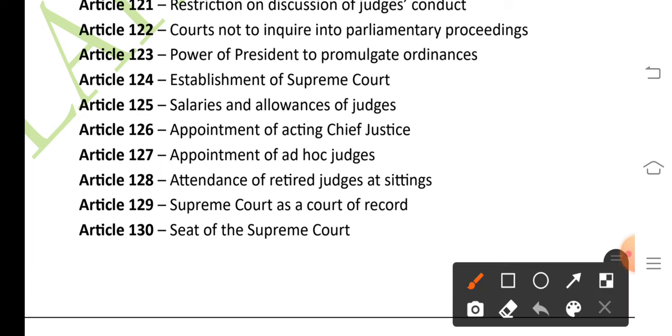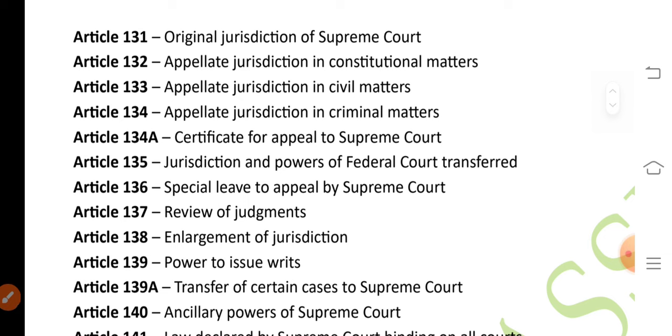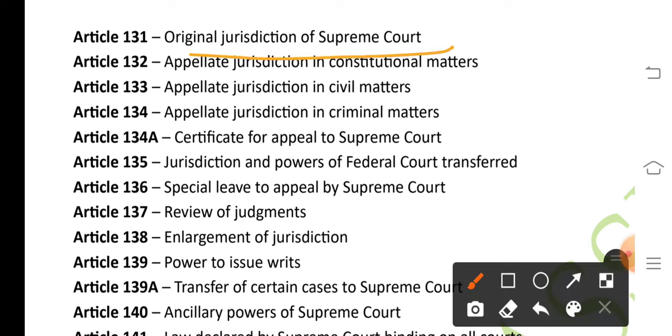Try to remember. Article 130, seat of the Supreme Court. Article 131, original jurisdiction of Supreme Court. Remember like this, 1 and 1, which says something like original, only, one and only. So accordingly remember original jurisdiction of Supreme Court. Next 132, appellate jurisdiction in constitutional matters. 133, appellate jurisdiction in civil matters. 134, appellate jurisdiction in criminal matters.